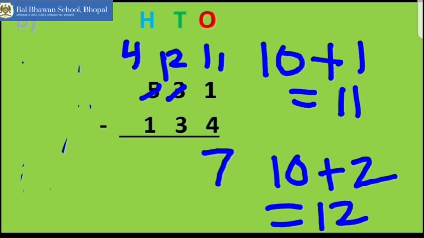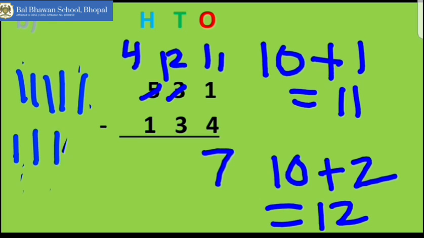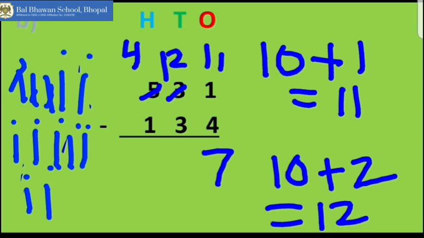Okay, now draw 12 lines. 1, 2, 3, 4, 5, 6, 7, 8, 9, 10, 11 and 12. And you have to subtract 3. So cross out 3 lines. 1, 2 and 3. Now how many left? 1, 2, 3, 4, 5, 6, 7, 8 and 9. So children, 3 subtracted from 12, what you have got? Yes, you have got 9.